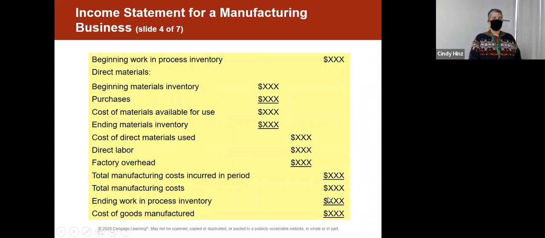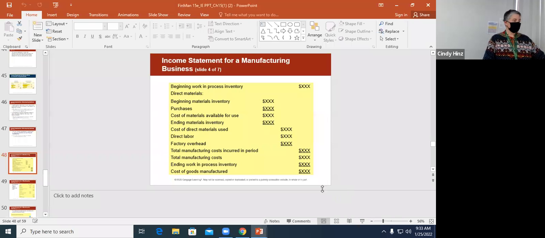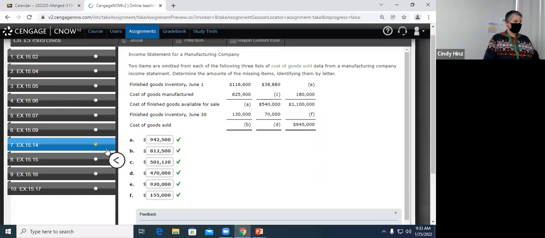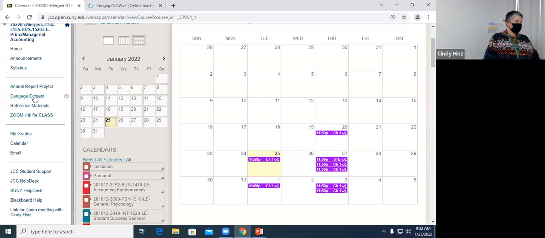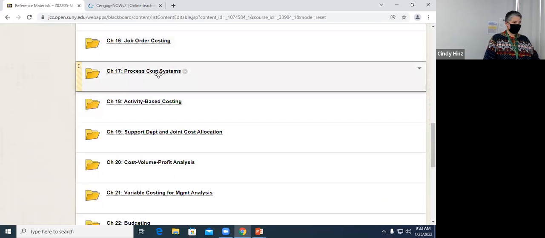Then if we know how much is left in there at the end, we can back into this cost of goods manufactured. So in our next exercise, we're going to be looking at the flows in and out of the materials and work in process inventory account. And we'll go there next. I just want to remind you what I'm talking about here.